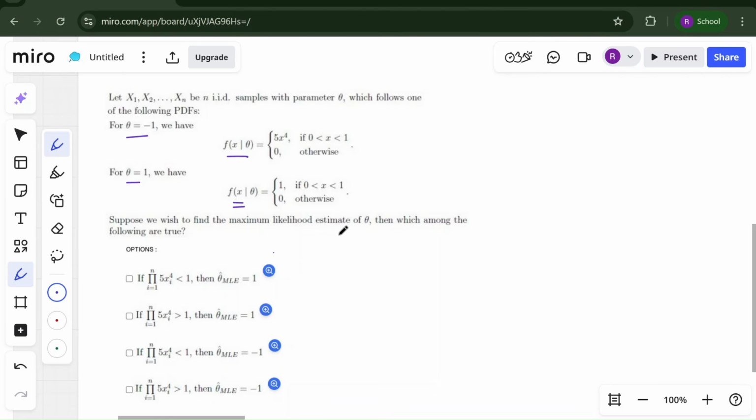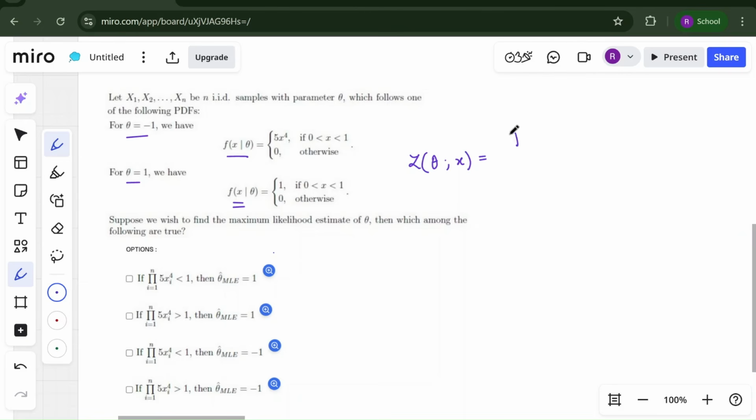You have to find the maximum likelihood estimate of theta, right? Okay. I see. So what is the likelihood though? Here the likelihood is slightly tricky. So the likelihood is nothing but a function of theta given x, right? And this is nothing but the product of the PDFs, right?